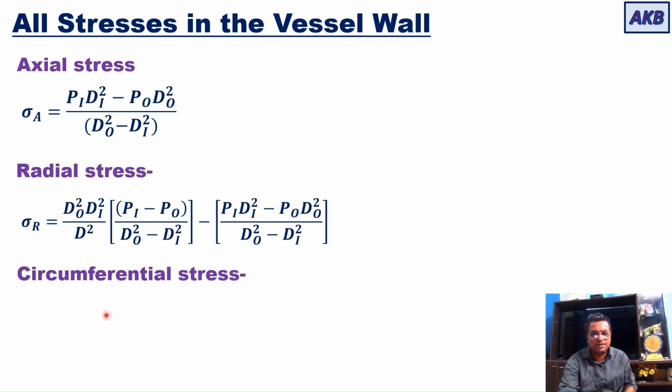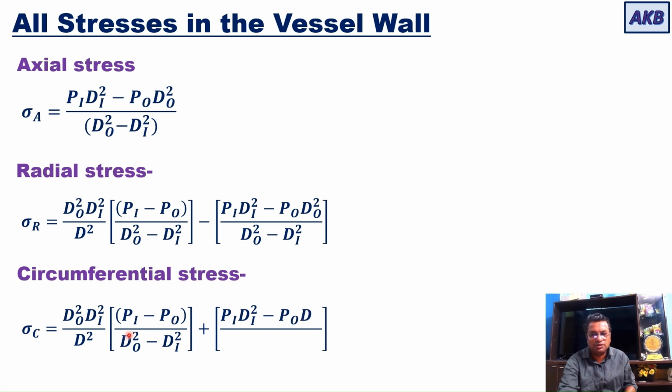And the circumferential stress is given by this equation: sigma c is equal to do square into di square upon d square into pi minus po divided by do square minus di square, plus pi di square minus po do square divided by do square minus di square. In these equations, do represents the outer diameter of the vessel, di represents its inner diameter, pi is the internal pressure, po is the external pressure, and d is any diameter along the vessel wall thickness.